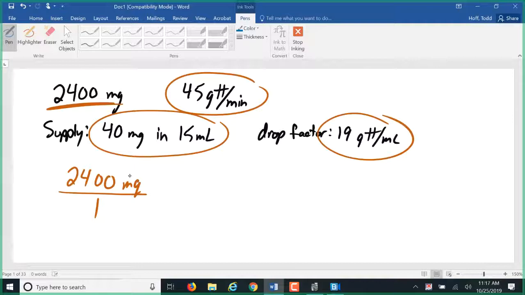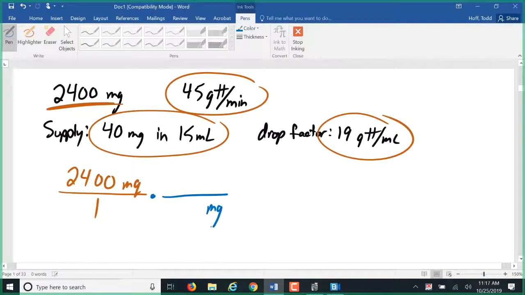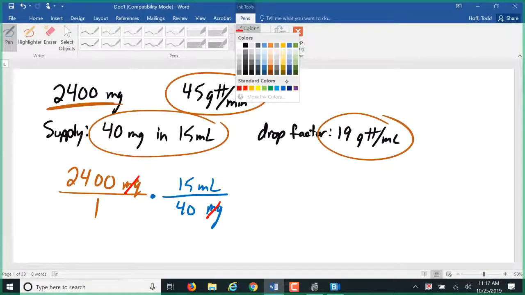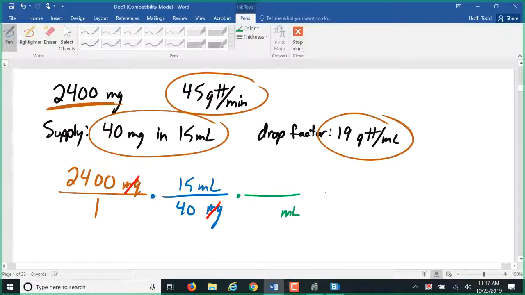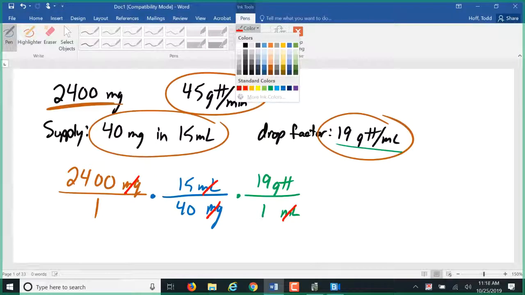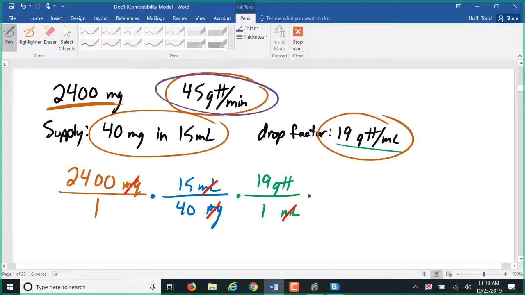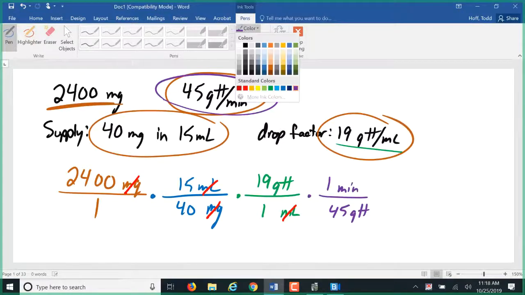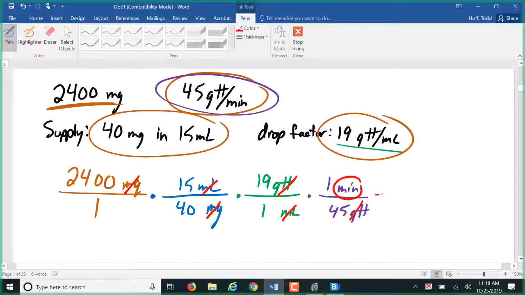So I have milligrams. I need to get rid of that first. I'll put milligrams here. 40 milligrams equals 15 milliliters. Milligrams cancel out. We still need to get rid of the milliliters. Those on bottom. We have our drop factor, 19 drops per milliliter, so 1 milliliter is 19 drops. So the milliliters, still we don't want drops, we want a time unit. So we have our current flow rate of 45 drops. Drops go on bottom, so they cancel out, per 1 minute.